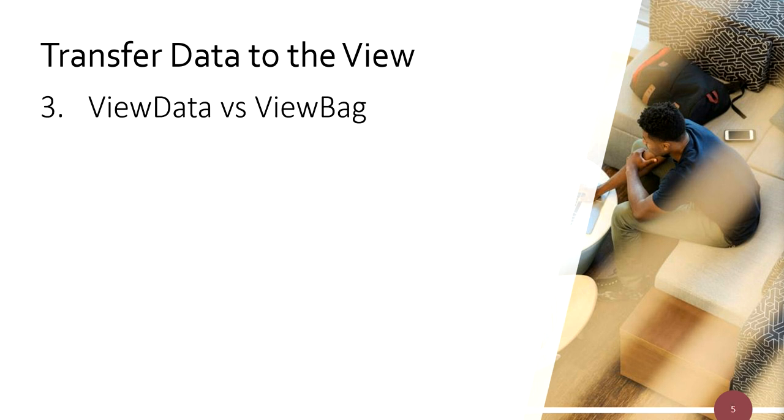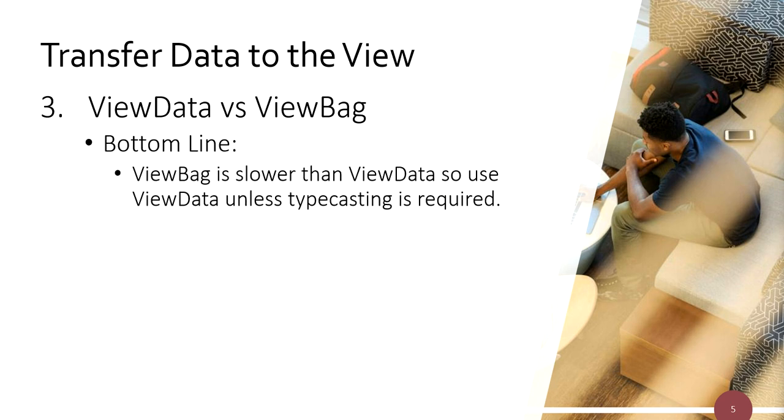But internally, it still actually is using ViewData. So bottom line, ViewBag is slower than ViewData, because you're wrapping it in all these superpowers. So basically, unless typecasting is required, unless it's a complex object you're storing in there and you're going to have to work with it, then by all means, just use ViewData, because it's faster.